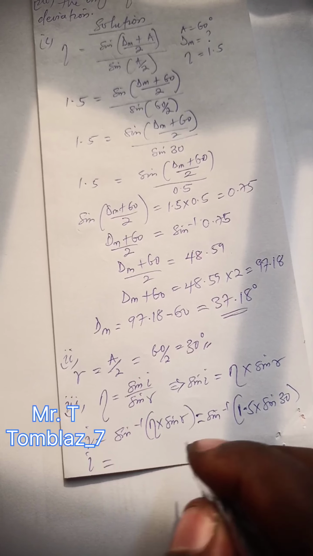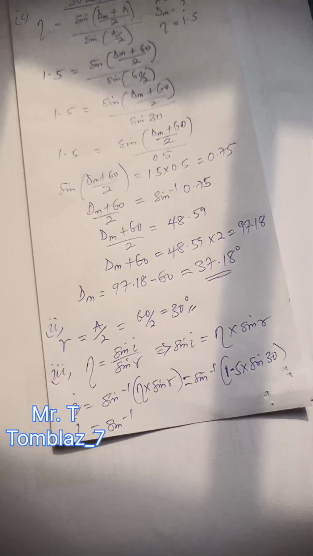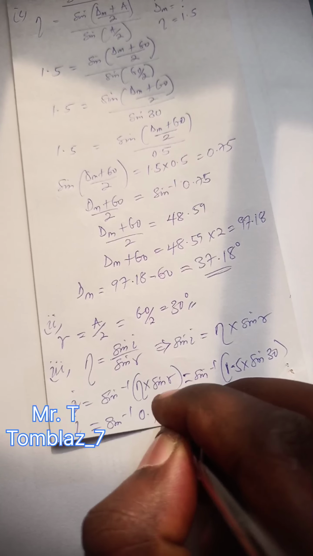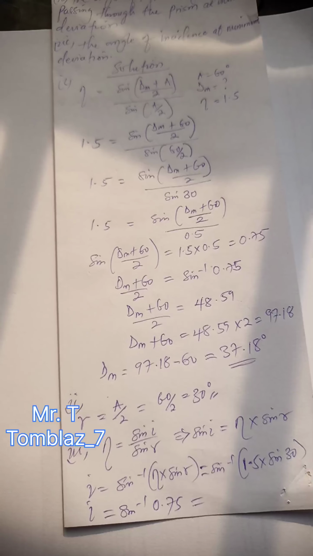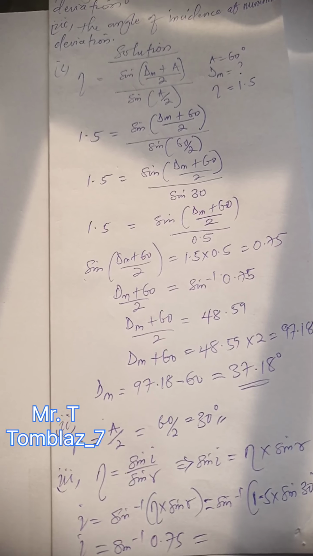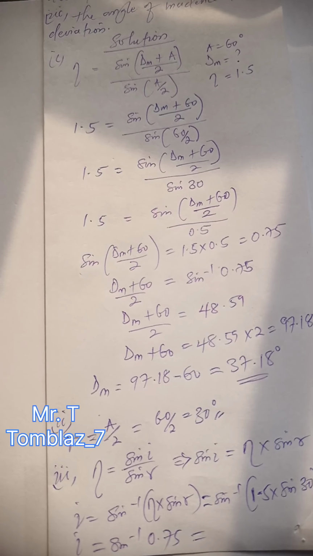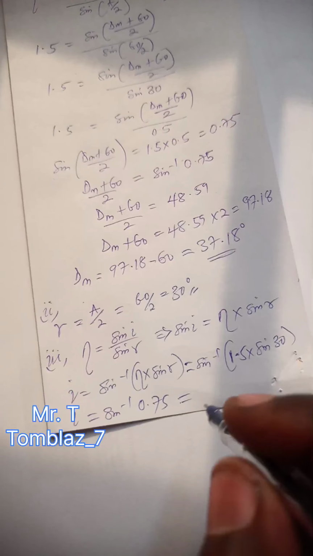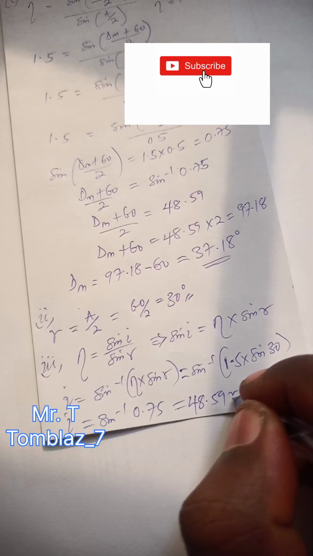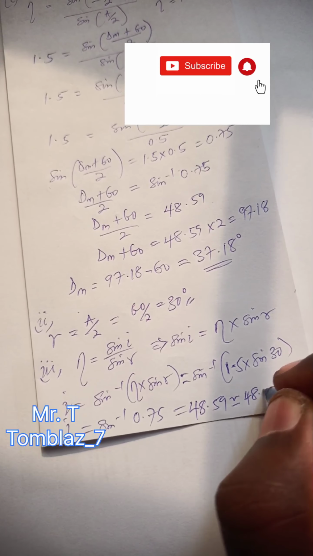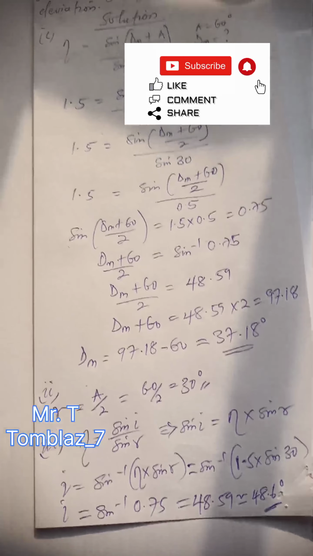So the angle of incidence will be sine inverse of, sine 30 is 0.5, so 1.5 times 0.5 will still give us 0.75, right? Remember that value we got here. All right, so sine inverse of 0.75. So let's take sine inverse of 0.75. We're going to be getting 48.59, which will be approximately 48.6 degrees. So the angle of incidence is 48.6 degrees.